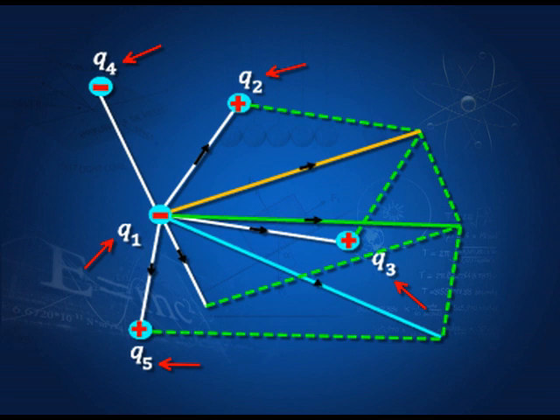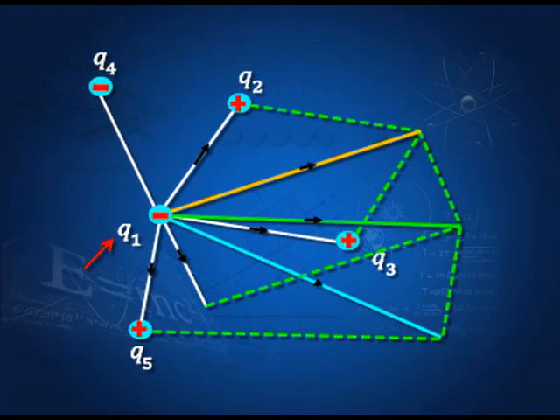Let us now bring q5 into the picture. q5 attracts this q1 in this direction. So, the force has this direction, and this I now compound with this green line, and we can find the resultant. So, this blue line is the resultant of all forces acting on q1 due to charges q2, q3, q4 and q5. This is the essence of the principle of superposition.